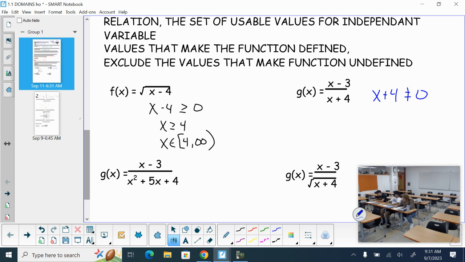Can the top be equal to 0? Yeah. We can take 0 divided by 5 and get 0. But if I have 5 divided by 0, I get an error in my calculator. So x not equal its value of negative 4.